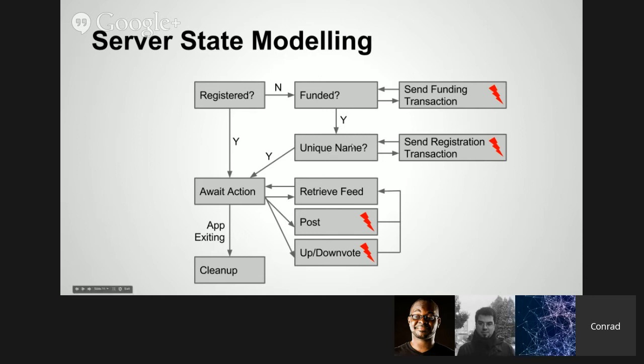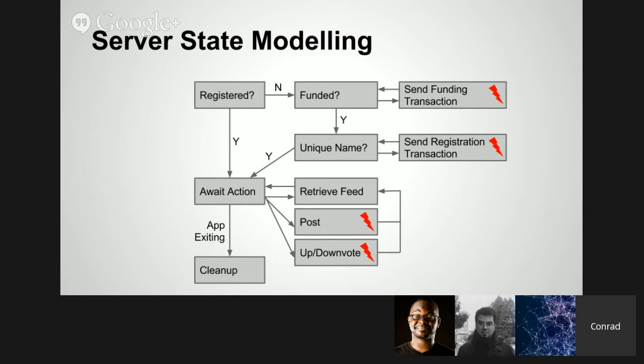Once they are funded, then we have to help them find a unique name that no one has yet, and then we're going to try to register that. We keep doing that until we've found a name and we know that it's a unique name. Once that happens, they can start using the program. And then we want to wait for actions to come from the client code, the UI code.